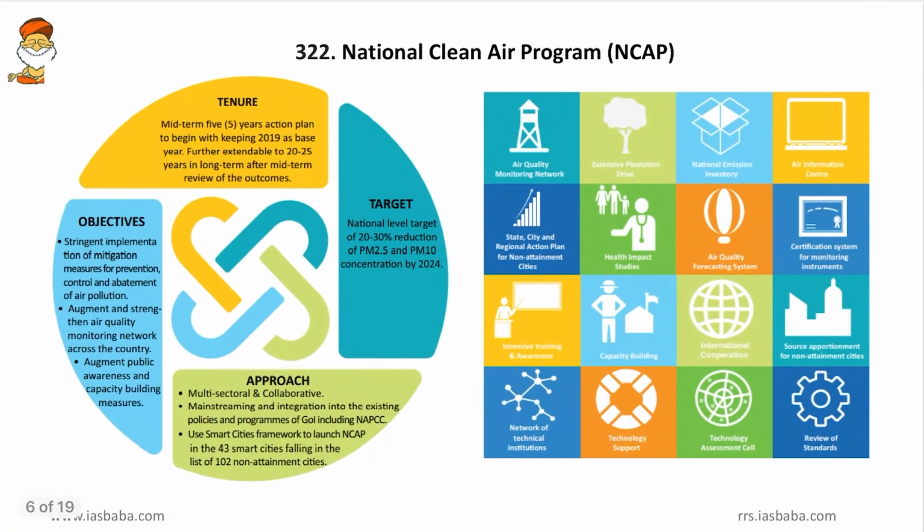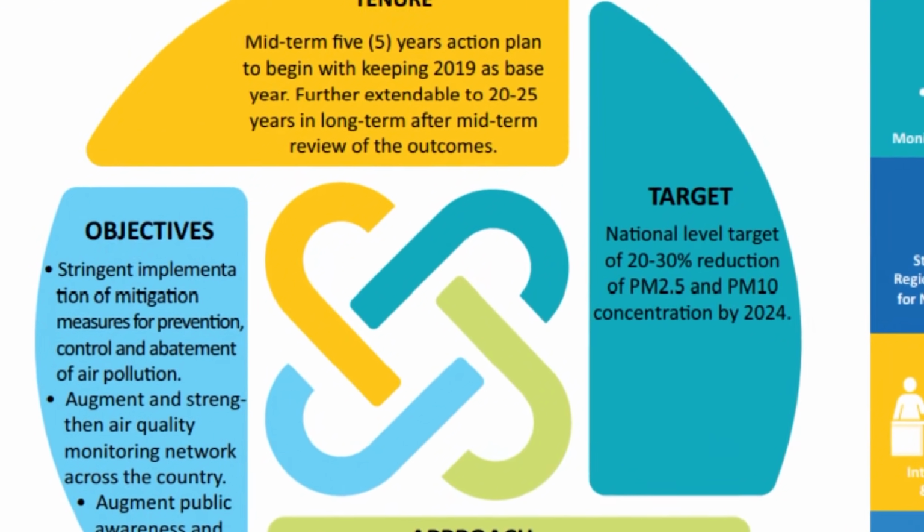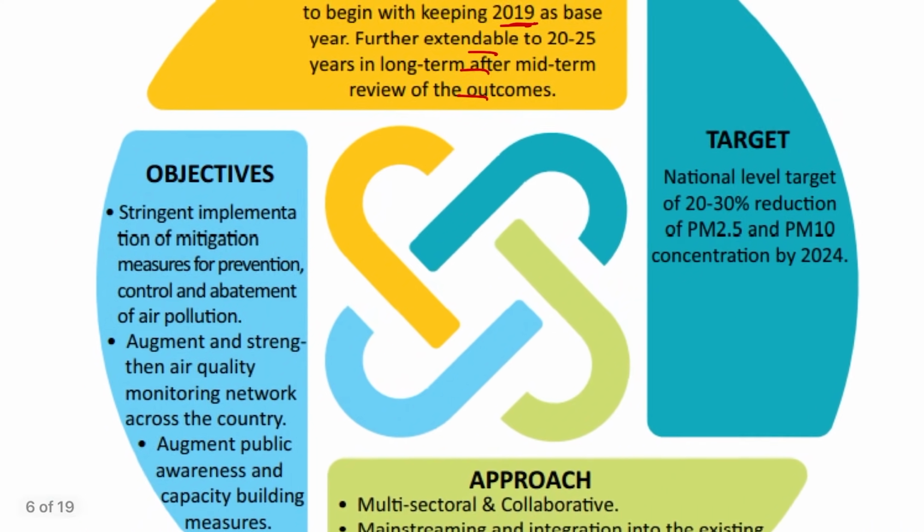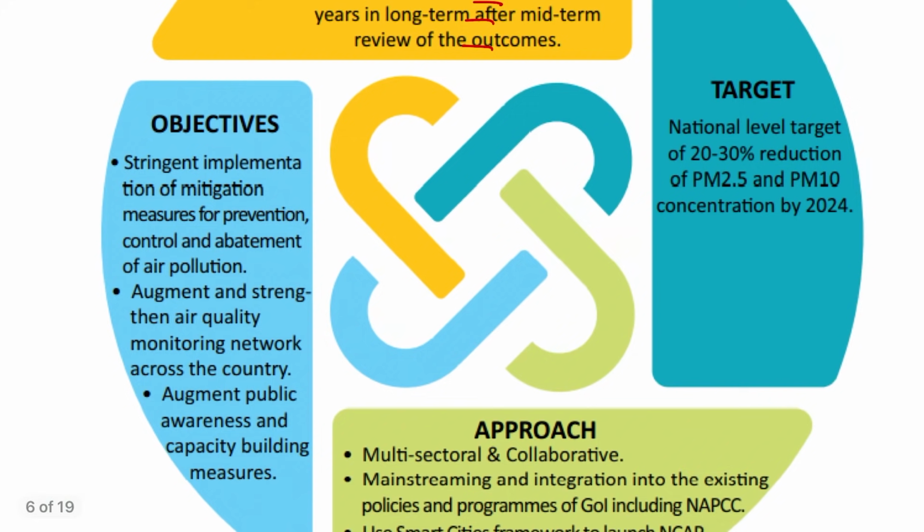Then coming to more about National Clean Air Program. So here the mid-term 5 years action plan to begin with, keeping 2009 as base year, and further extendable to 20 to 25 years in the long term. So there are both long term as well as mid-term targets for the National Clean Air Program. And then objectives: stringent implementation of mitigation measures for prevention and control of pollution. And then augment and strengthening air quality monitoring network. So monitoring will be done. How it will be done? On the basis of air quality index.